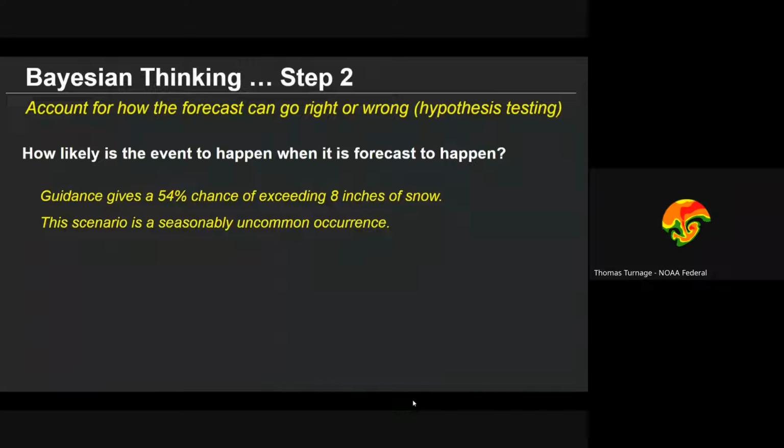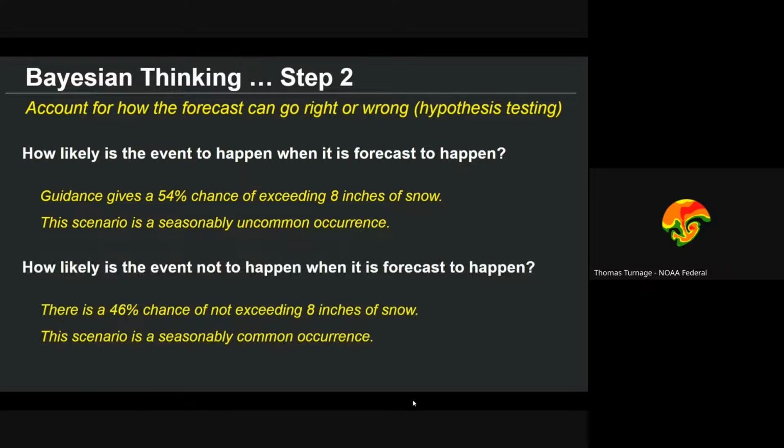So here's an example where maybe we've got ensemble guidance. It's giving us a 54% chance of exceeding 8 inches of snow. Well, even here in Michigan, getting an event that exceeds 8 inches is not what you would call common. I mean, it's not rare either, but it's a little on the more uncommon side.